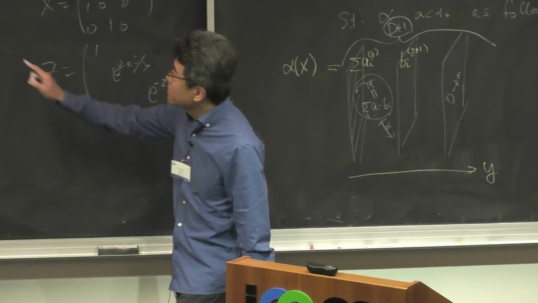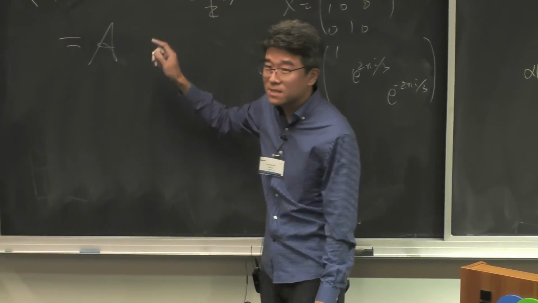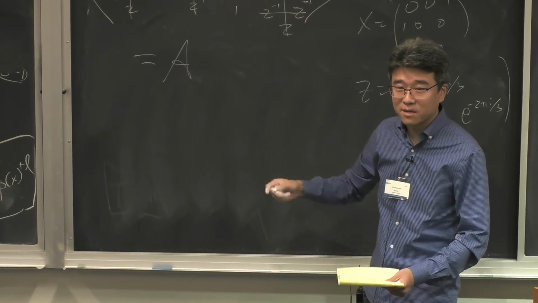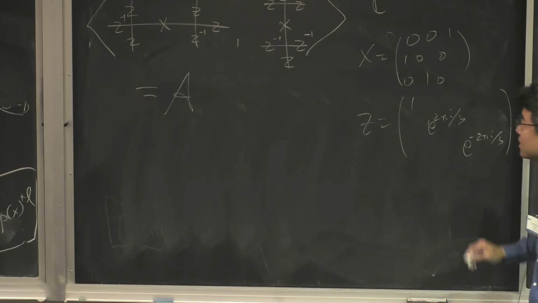So remember, you're not allowed to factor out the different pieces. You can only multiply them, add them, and take a dagger of this operator. And that's the operation you can do in this algebra.